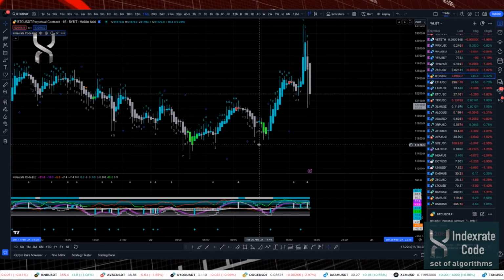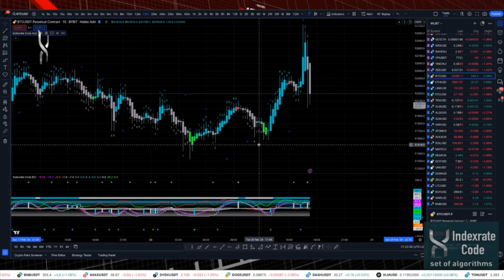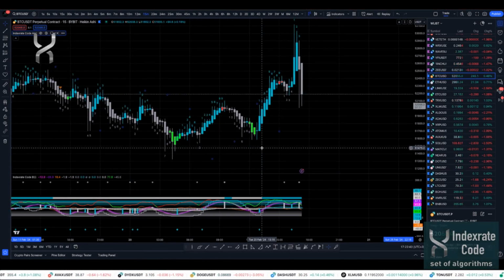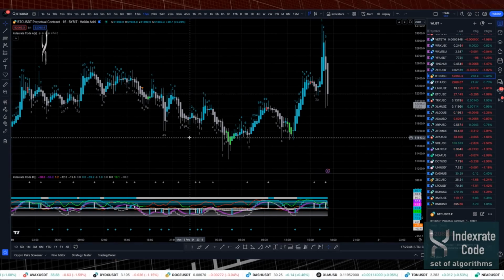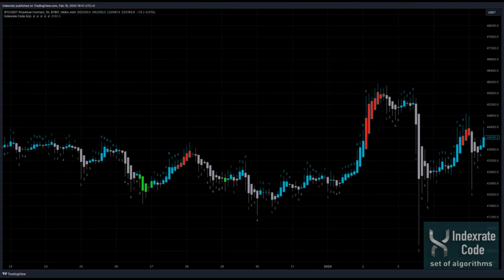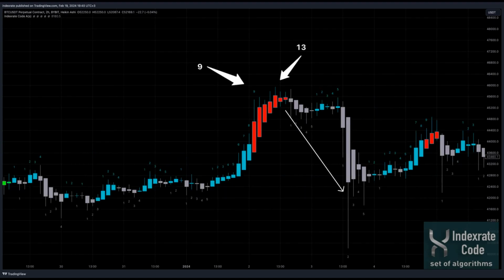Another algorithm of the indicator is the sequential algorithm. This is also a trend indicator. It is displayed on the chart as numeric values at the top and bottom of the candles. There are 9 candles in the indicator in total. It is believed that at the 9th candle, the indicator will most likely show us the end of the trend and the possibility of its reversal.